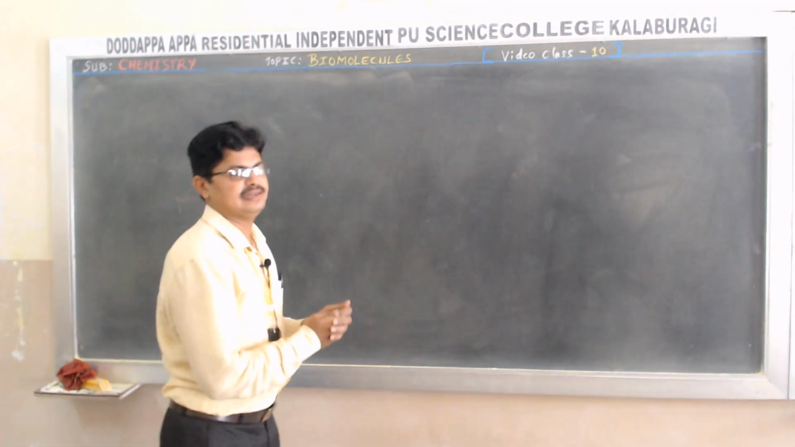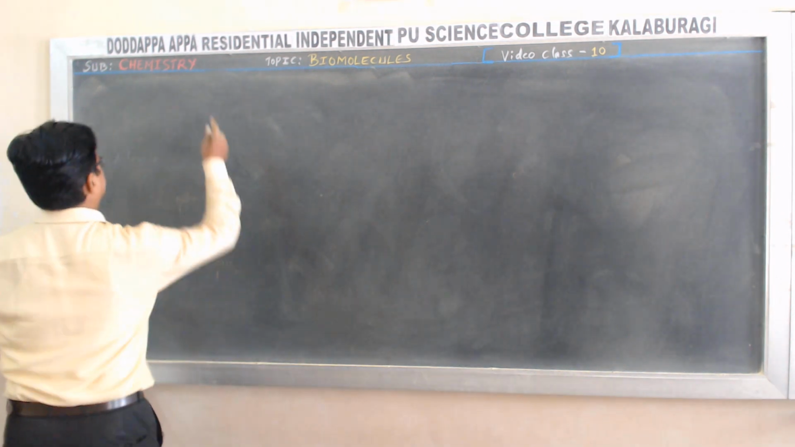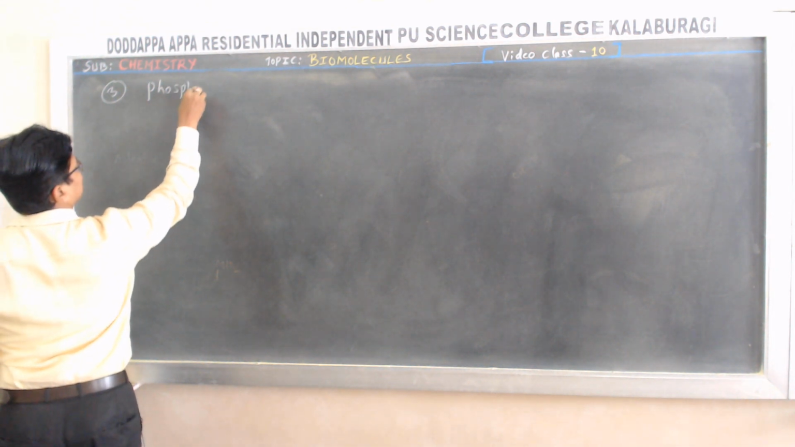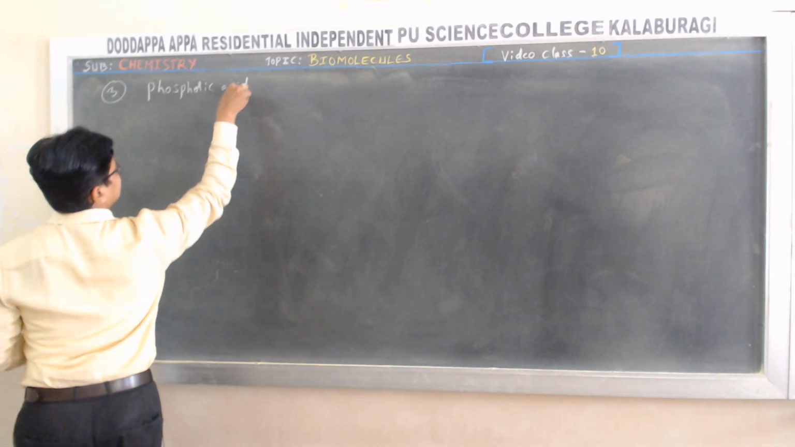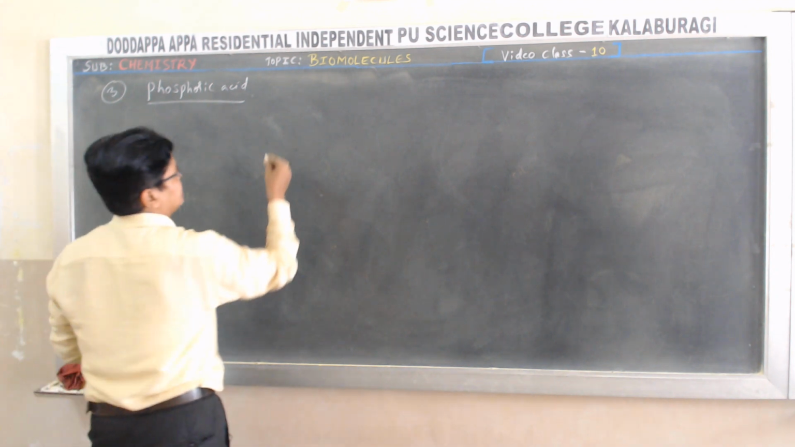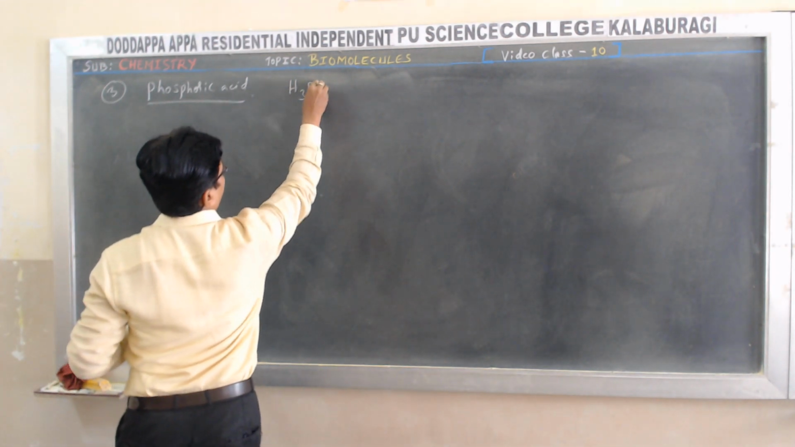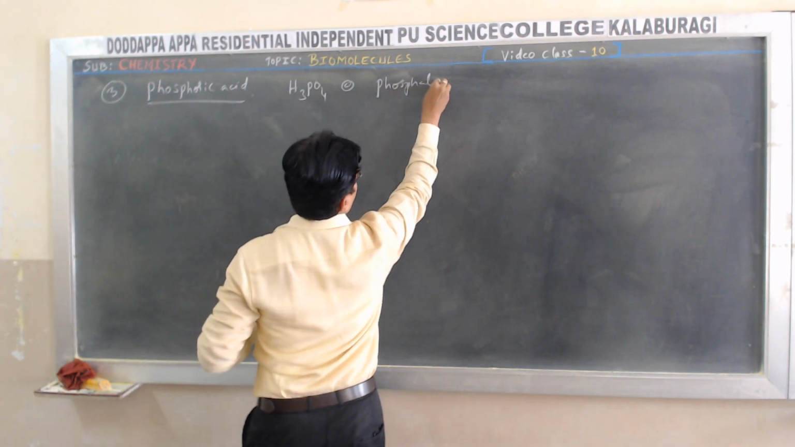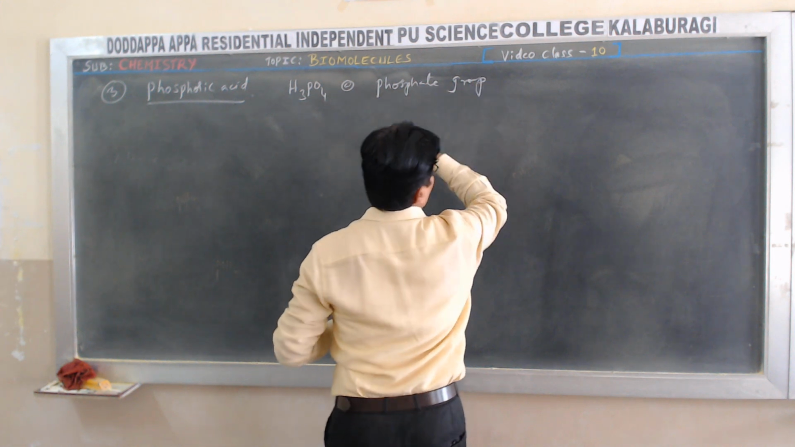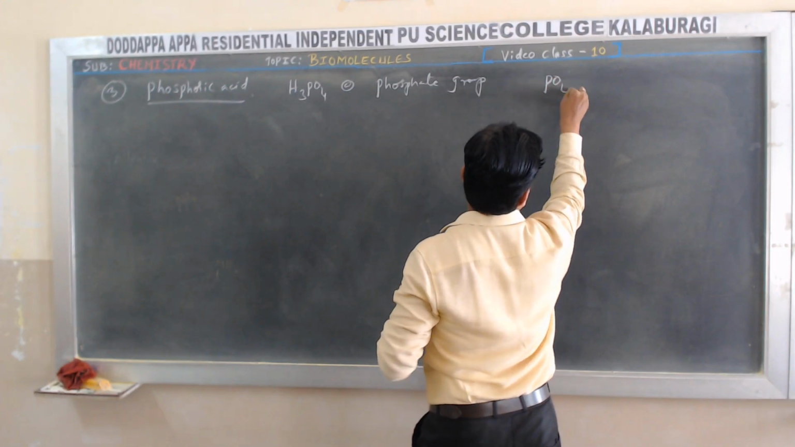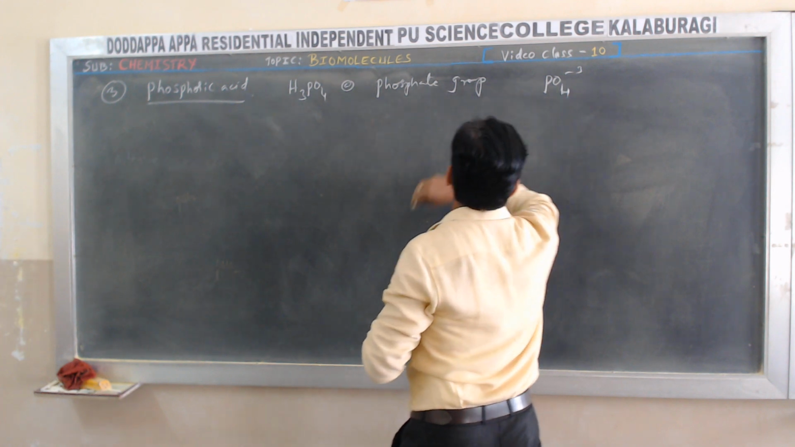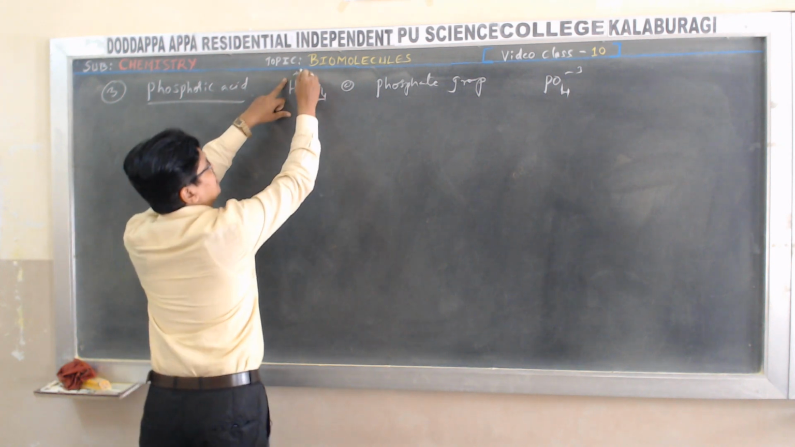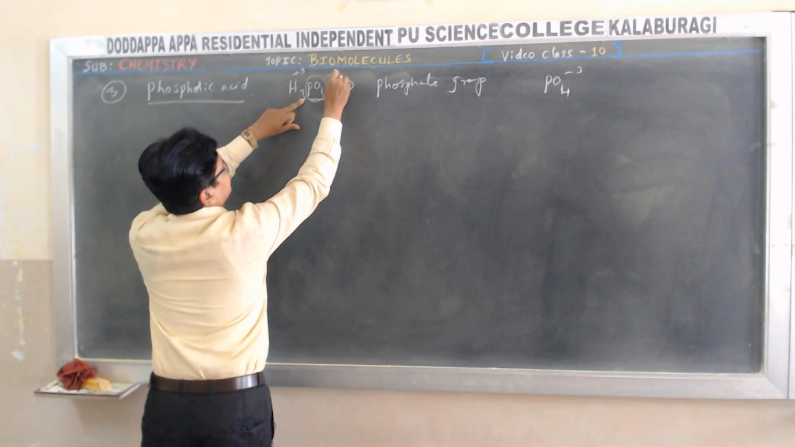Students, next the third component of nucleic acid, that is phosphoric acid. What is the formula of phosphoric acid? H3PO4, otherwise phosphate group. Formula of phosphate is PO4 minus 3. Look here. Hydrogen is plus valency. 3 ones are plus 3. Then phosphate becomes minus 3.